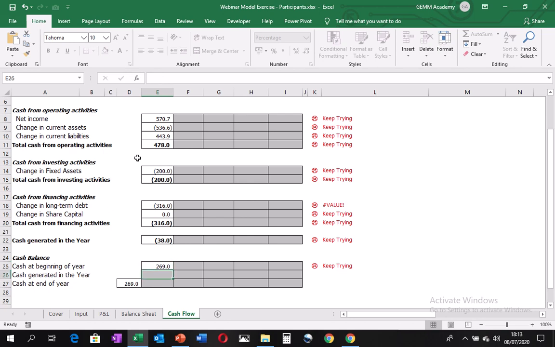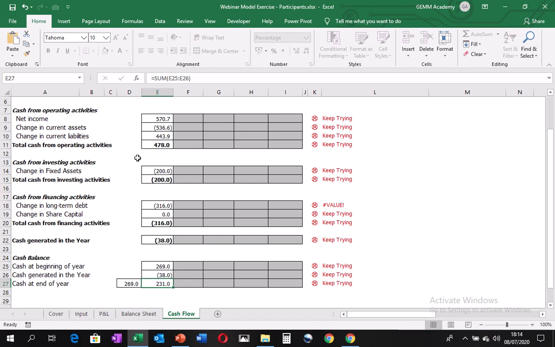Alright. Then cash generated in the year is equal to this figure, which is an addition of cash flow from operating activities, from investing activities, and financing activities. Alright, so we've got that. Then we'll do a sum to get our cash at the end of the year. Do a sum, and so you have 231.